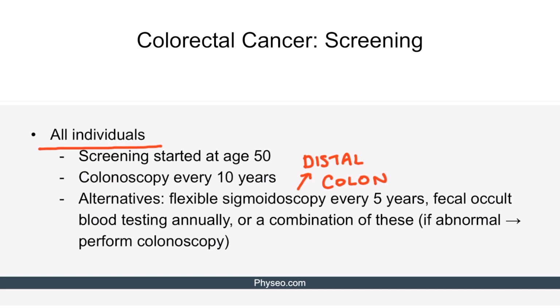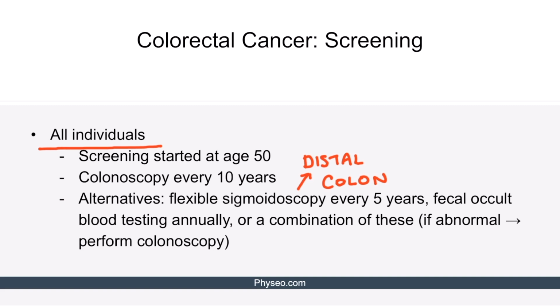They have to repeat this every 5 years instead of every 10, and it only catches 2/3 of the cancers that can arise in the colon, because after all, 1/3 of those cancers are going to be in a location not visualized by the flexible sigmoidoscopy.